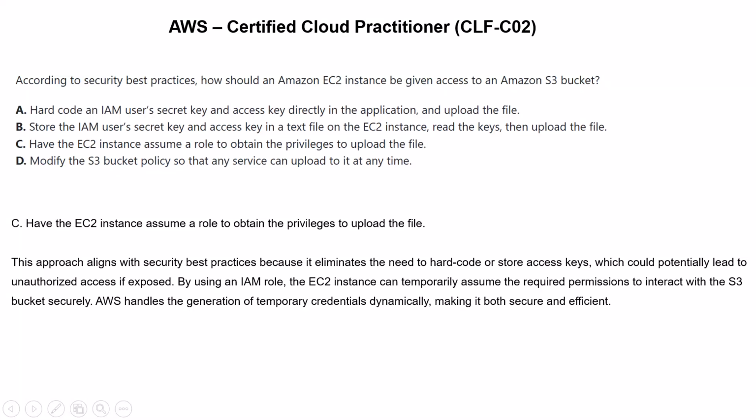This approach aligns with security best practices because it eliminates the need to hardcode or store access keys, which could potentially lead to unauthorized access if exposed. By using an IAM role, the EC2 instance can temporarily assume the required permissions to interact with the S3 bucket securely. AWS handles the generation of temporary credentials dynamically, making it both secure and efficient.